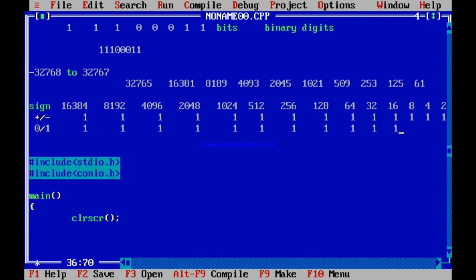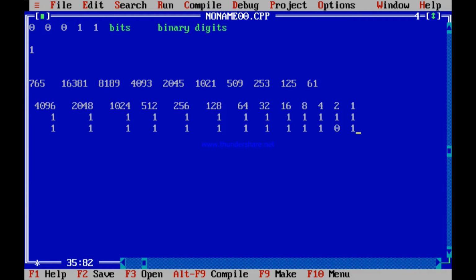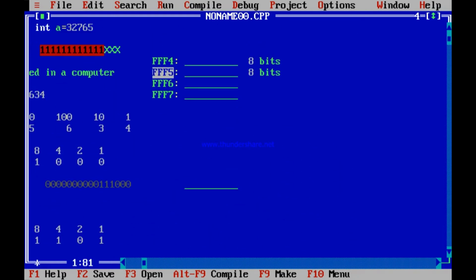29 remains, so 16 fits. 13 remains, 8 fits. 5 remains, 4 fits. So 1 remains, 2 does not fit, and 1 remains, 1 fits. So check out, 32765 is this. If you have to write 32765, then using these many bits, how is it represented? The sign bit is 0 because it's a positive number. Now after that, in the last two digits, you see it is 01. But prior to that, all ones, sorry, not zeros, 1111111 and so on. So check out how many bits you have already taken.